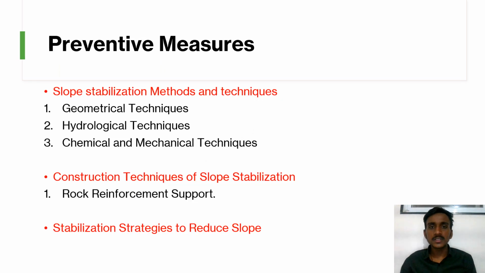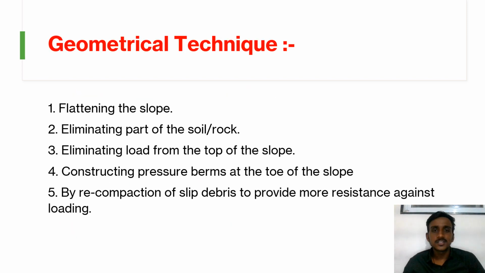Now, there are some preventive measures to be carried out for stability of slopes. These are categorized as slope stabilization methods and techniques, construction techniques of slope stabilization, and stabilizing strategies to reduce slope failure. Let's see one by one. The first is the geometrical technique. It contains flattening of the slope. Second is eliminating part of the soil or rock. Third is eliminating load from the top of the slope. It reduces the shear stresses on critical planes. Another is constructing pressure berms. By providing pressure berms, we are providing extra safety against toppling failure.